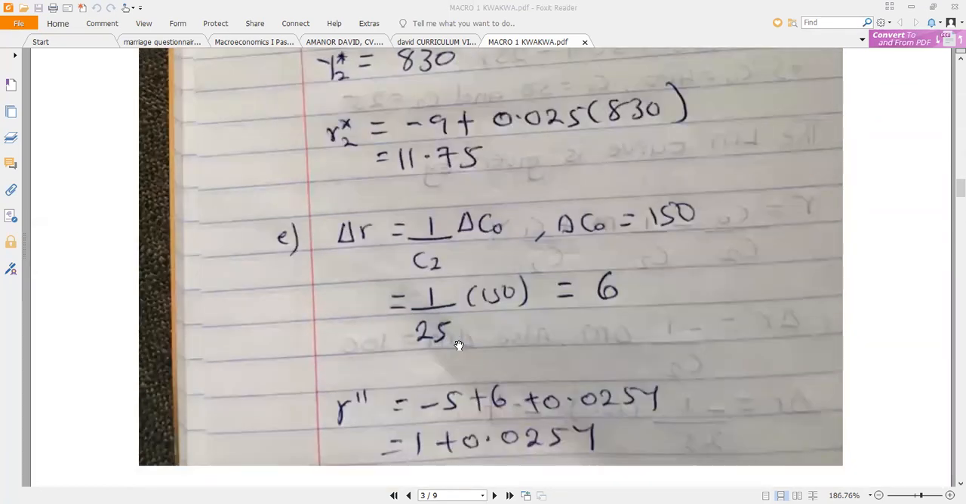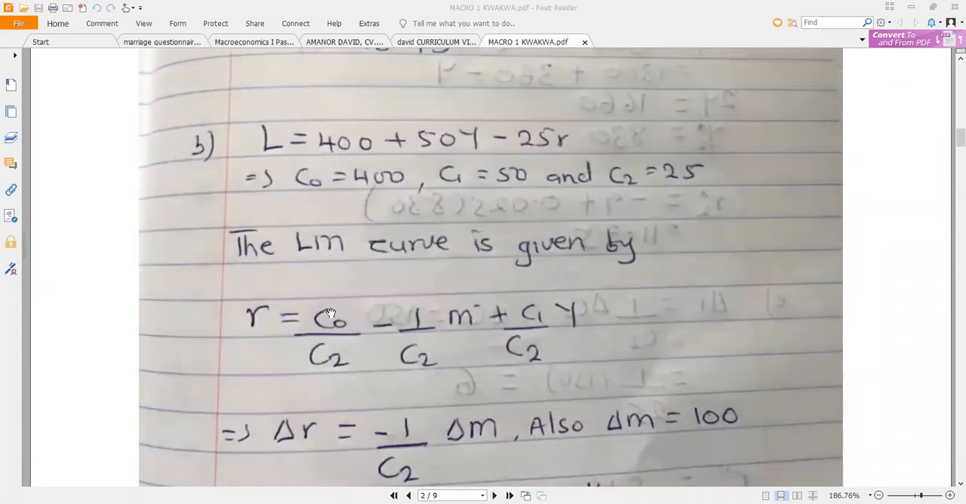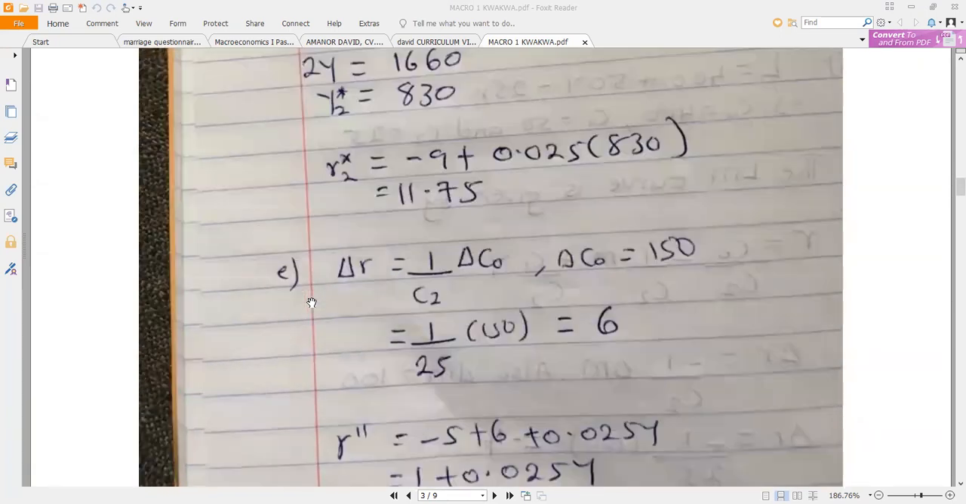Let's go back to the initial equation. The autonomous demand for money is C0, so we want to find the change in R as a result of a change in C0. You differentiate R with respect to C0, and you have 1 over C2. So change in R equals 1 over C2 times change in C0. That is the change in the LM curve resulting from a change in autonomous demand for money. Here, our change is 150.